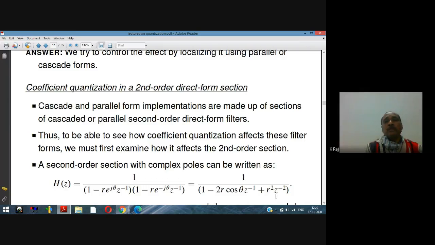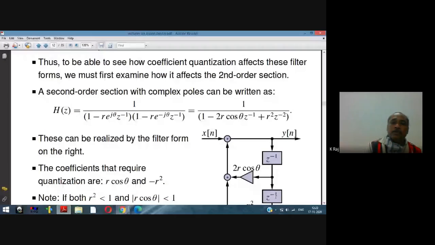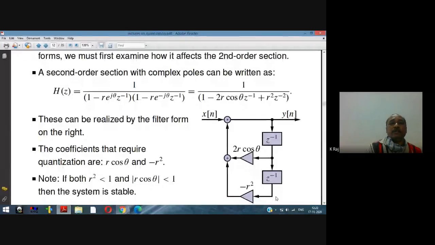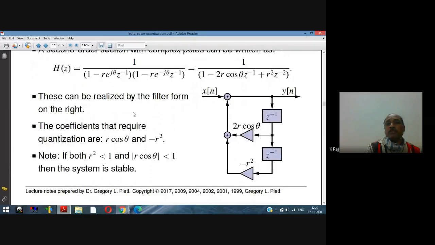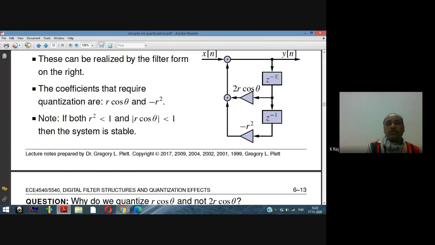Now, if we see, then the structure can be modified in this manner. That is, this can be realized by the filter form on the right side. That is, x(n) is the input, and this is the first delay z to the power minus 1, then z to the power minus 2. This coefficient is 2r cos theta, and the second one is minus r square related to the z to the power minus 2 here.